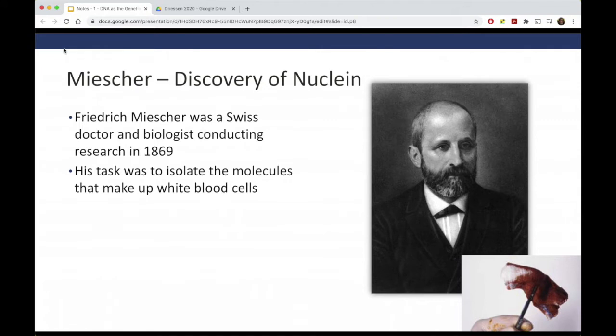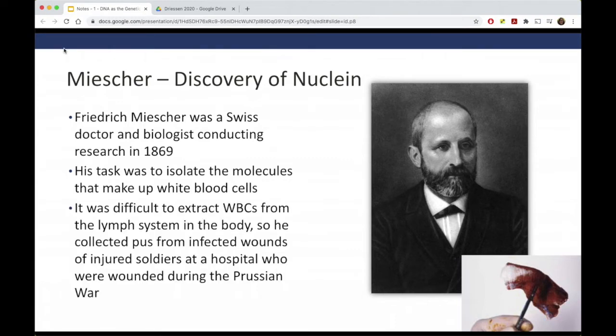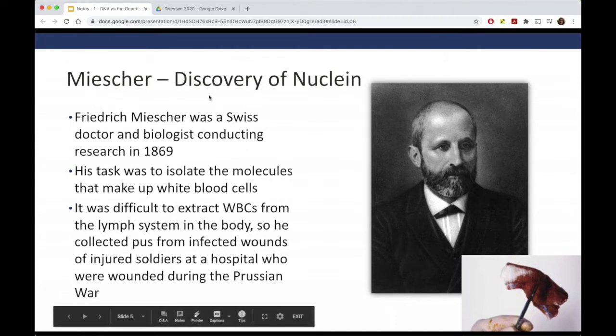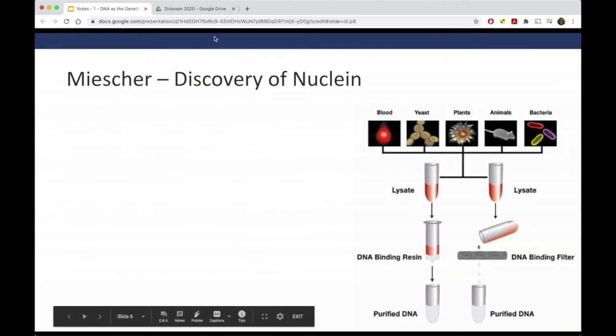He wanted to isolate the molecules that make up cells, and he was specifically using white blood cells as his source. The reason is that at that time there was a war taking place, and there were a lot of injured soldiers coming back from war who had really serious injuries, and these injuries produced a lot of pus. And pus is made up of your dead white blood cells that have died during the battle of defending your immune system. And so he took these white blood cells from injured soldiers at a hospital, so they were in plenty at the time.